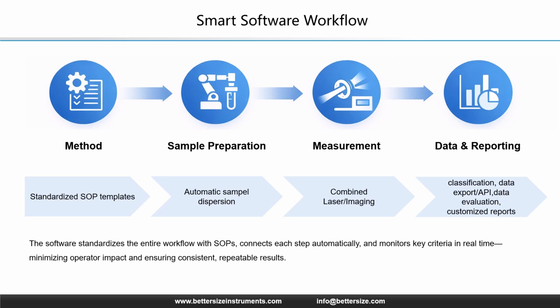By automating every link in this chain, we effectively remove the operator variable from the equation, ensuring that a test run on Monday morning is identical to one run on Friday afternoon.